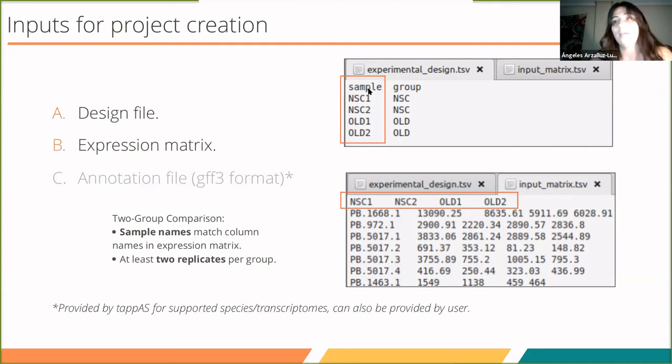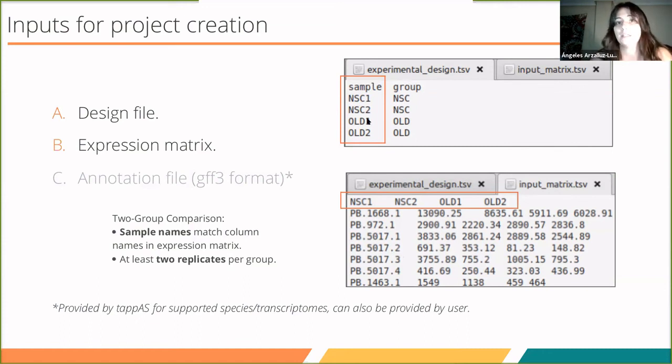And that the sample names in the design file, which is in this column, in the sample column here, need to match the column names in your isoform expression matrix. Importantly, in your expression matrix, the isoform ID column must not be named, and you should only include the different sample names, matching those in your design file.